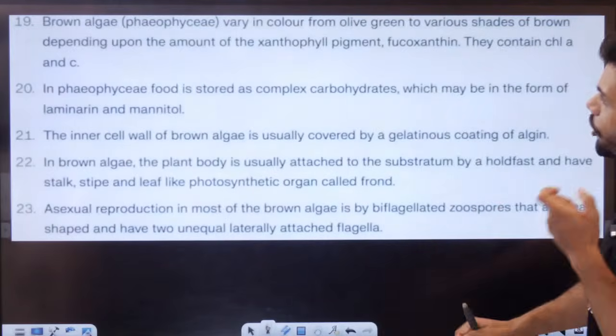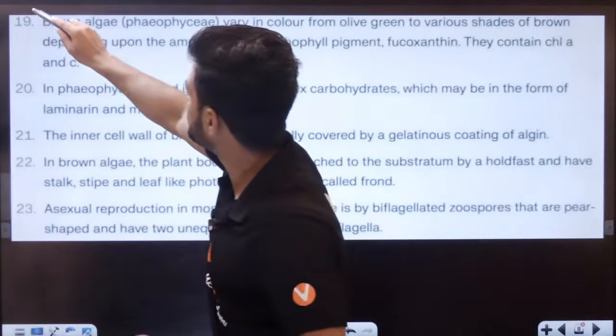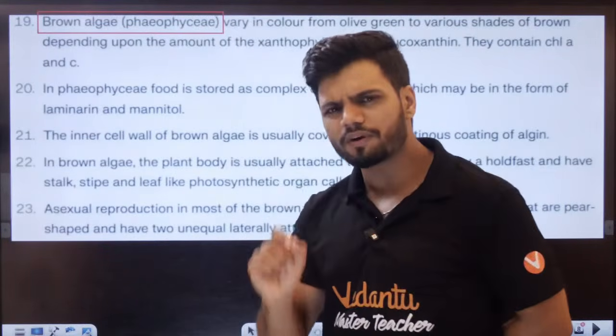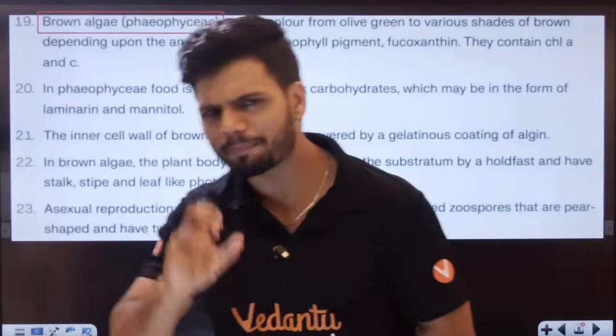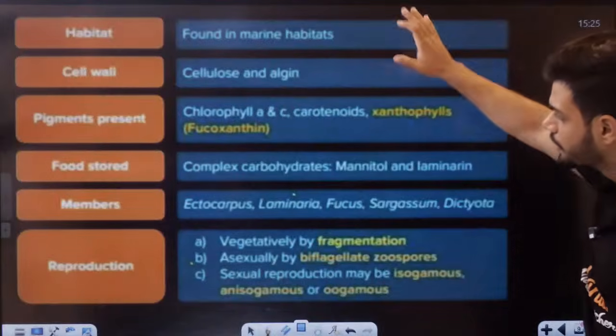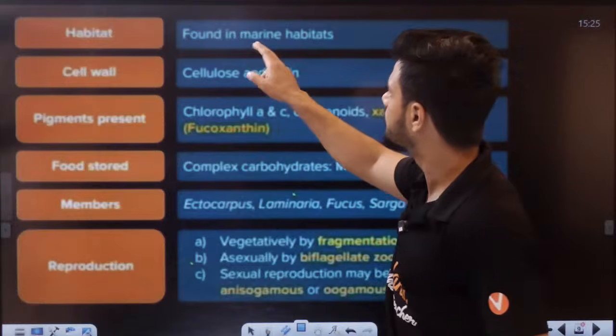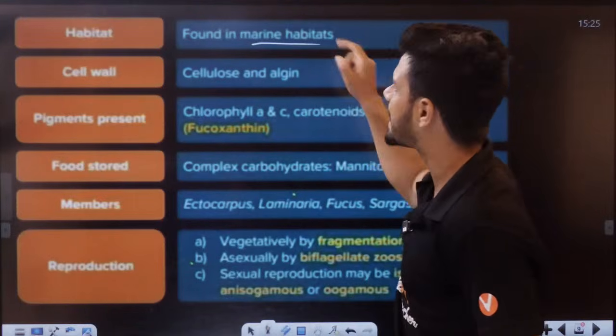Brown algae is also called as phaeophyceae. Now in phaeophyceae, what do you have to remember? Let me show you, students. One table is enough for brown algae. Now where are they found mostly? They're mostly found in marine habitat.